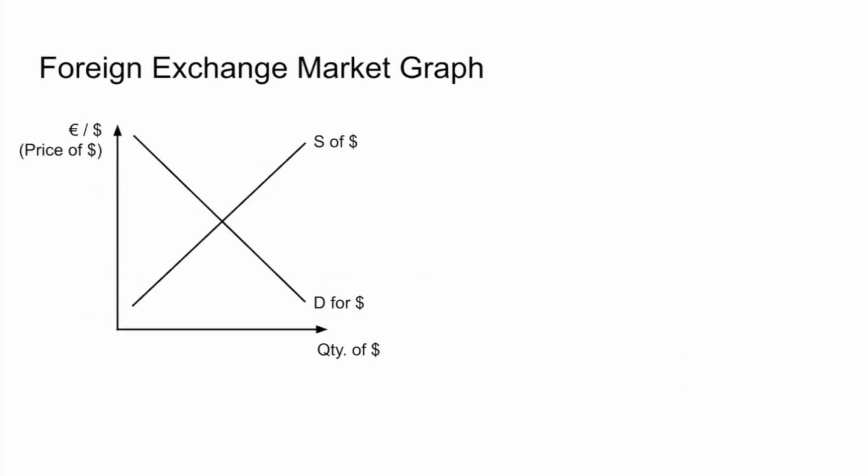So here's the foreign exchange market graph for US dollars. On the vertical axis, we have the price or exchange rate of the US dollar, and it's expressed in terms of euros per dollar. How many euros are required to purchase $1? And on the horizontal axis, we have the quantity of US dollars. And we have supply and demand of US dollars, which are upward and downward sloping respectively. And this is the equilibrium.